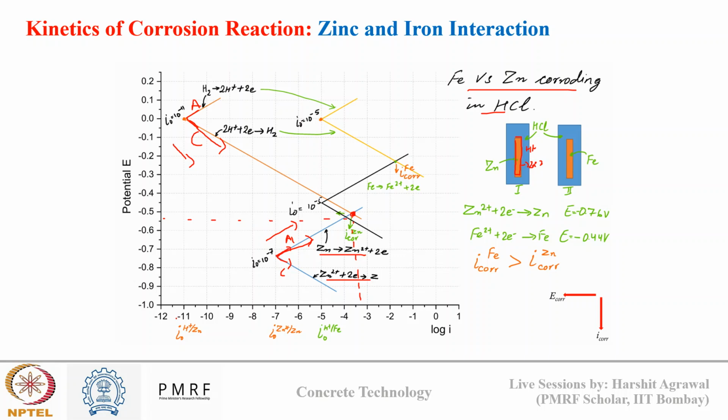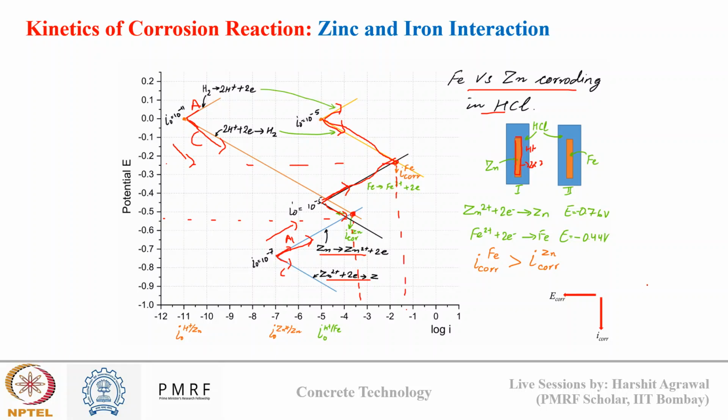Similarly, for iron, we have this black line. This is the anodic curve and this is the cathodic curve for iron. These light yellow lines represent the HCl activity on the surface of the iron electrode. This is the anodic branch and this is the cathodic branch. So the intersection of this cathodic branch of HCl and the anodic branch of iron will give me the corrosion current density for iron and the corrosion potential for iron in acidic medium.